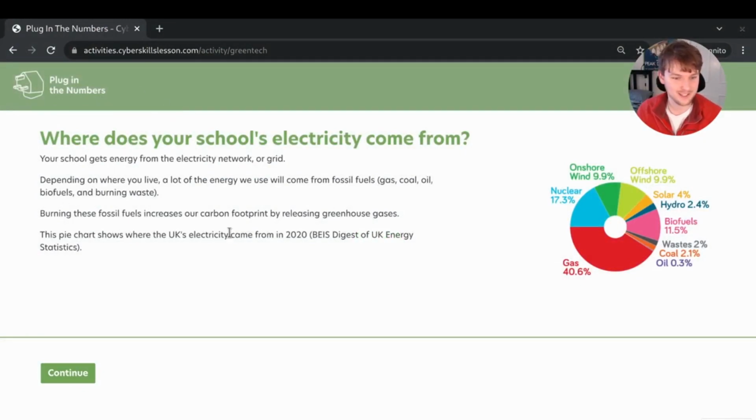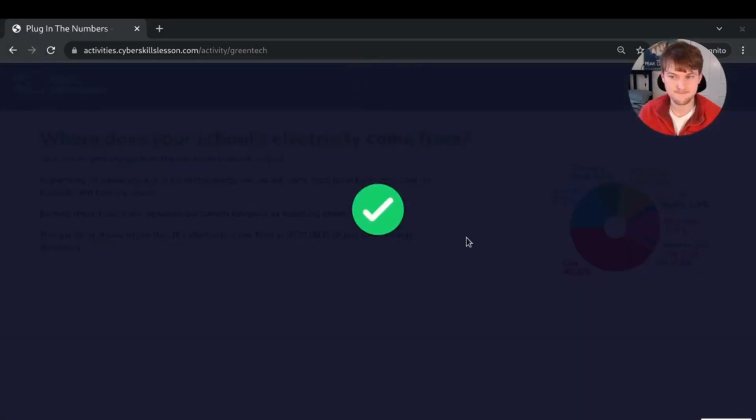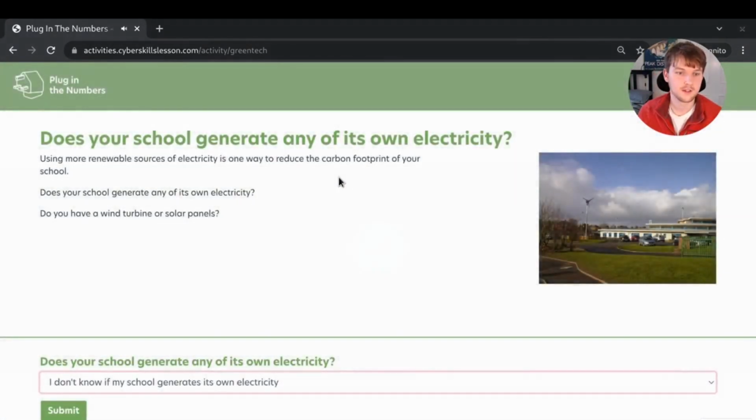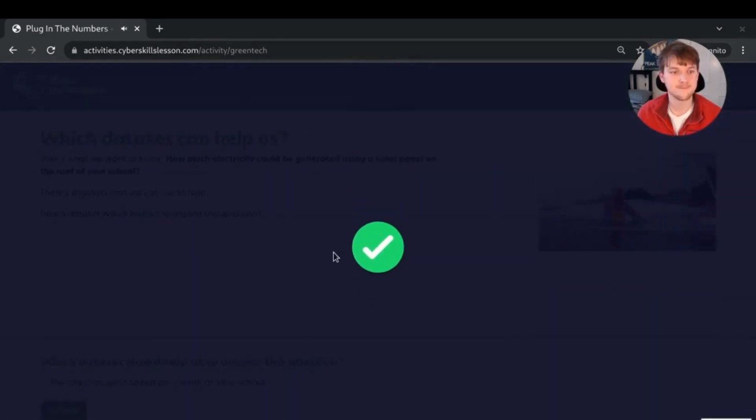So the question is telling us about our energy that comes into our national grid. We see an awful lot of gas. And this question is just getting learners thinking about the school and the environment around them. So just for me, my school didn't generate any of its own electricity.